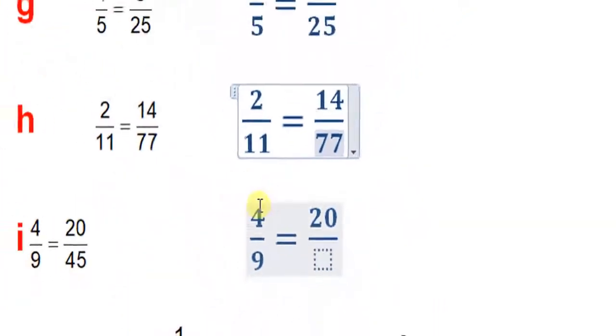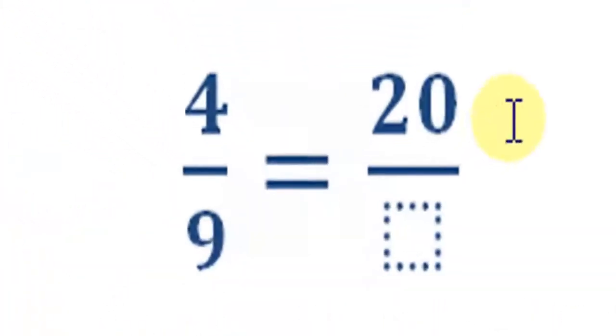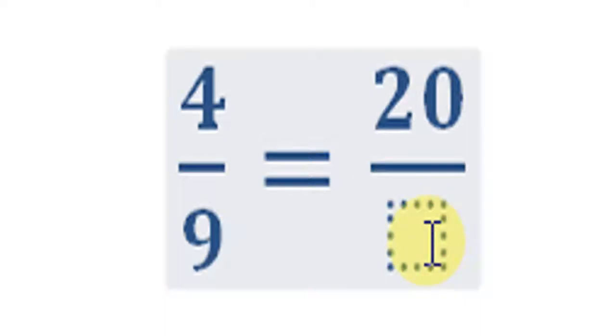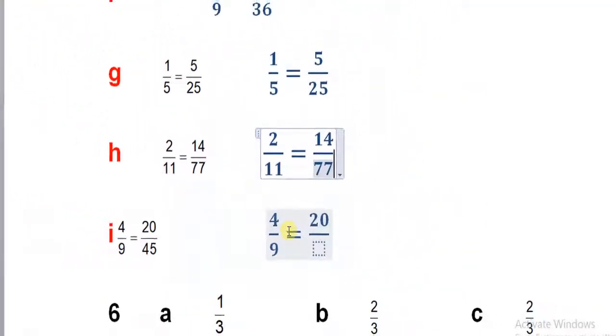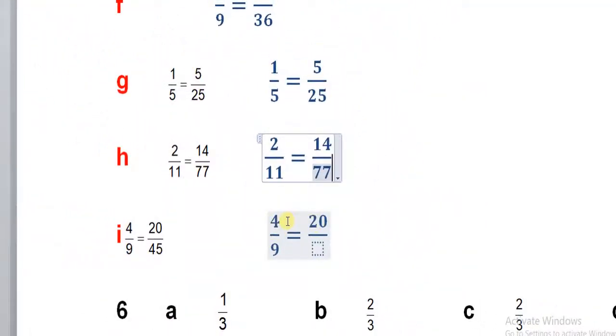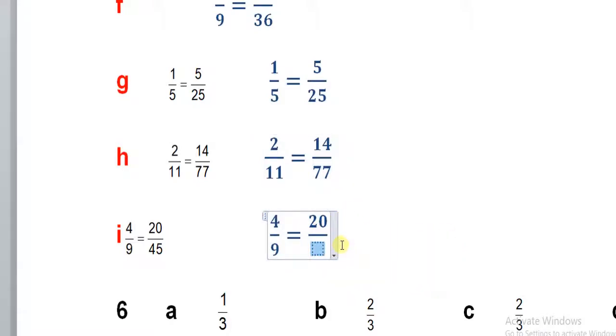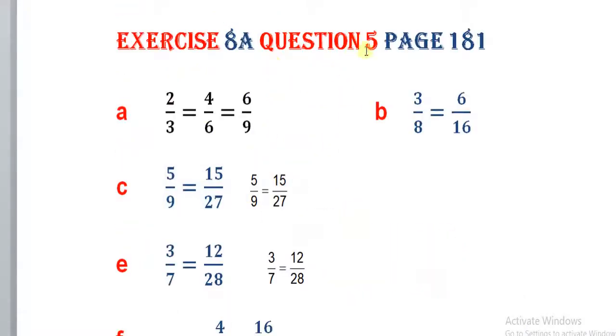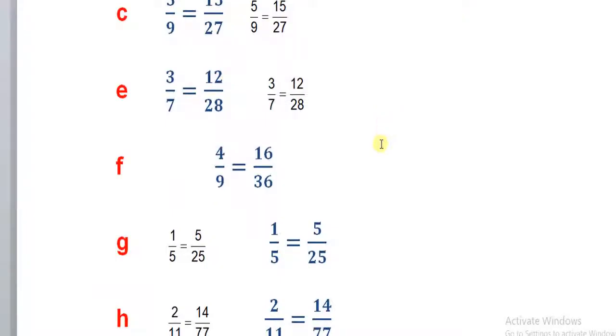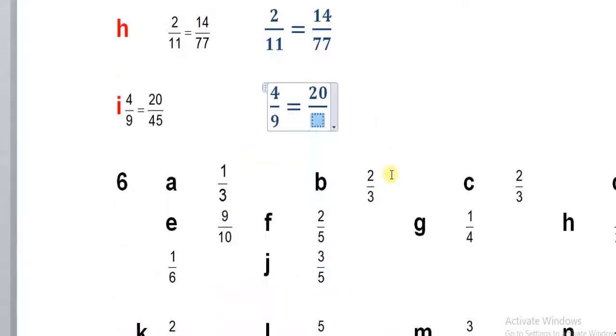I, we have 4/9 equal to 20, and we don't know the denominator. So what is the number multiplied by 4 to get 20? It's actually 5. So if I multiply 5 by 4, I'll get 20. Multiply 5 by 9 and you get the answer. What do you think is the answer? And this is actually everything for question number 5, page 181. Let's head forward to question number 6 and let's see how we can actually answer and simplify the fractions, okay?